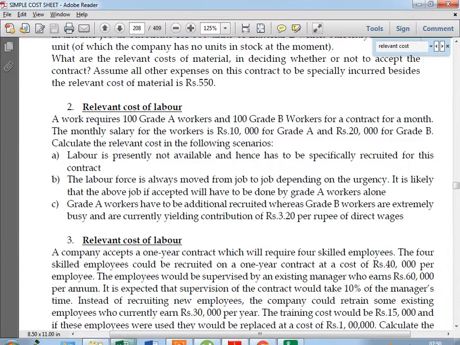It is assumed that the workforce cannot be terminated, and hence the relevant cost is nil.